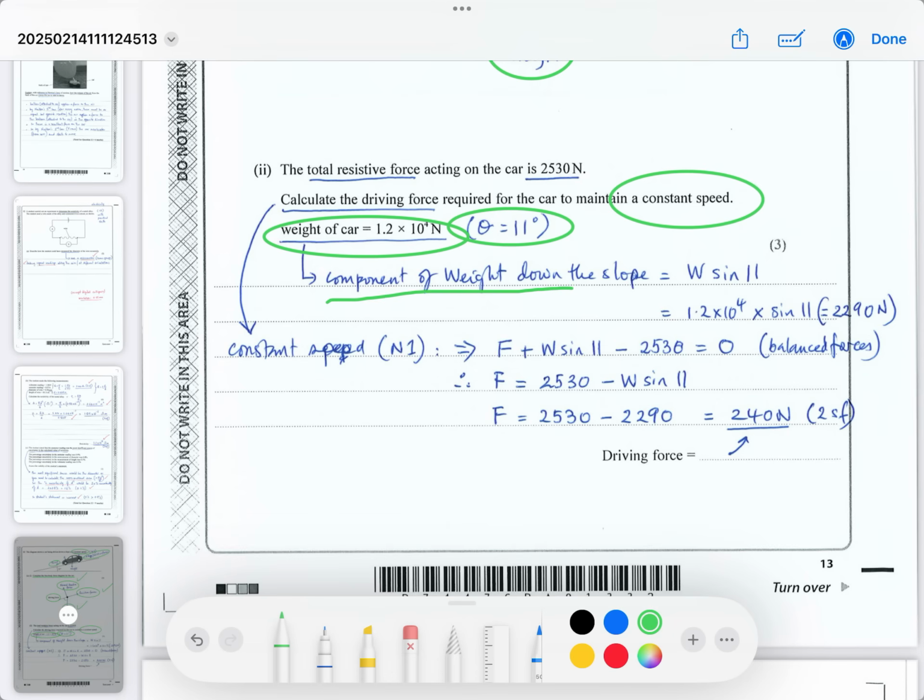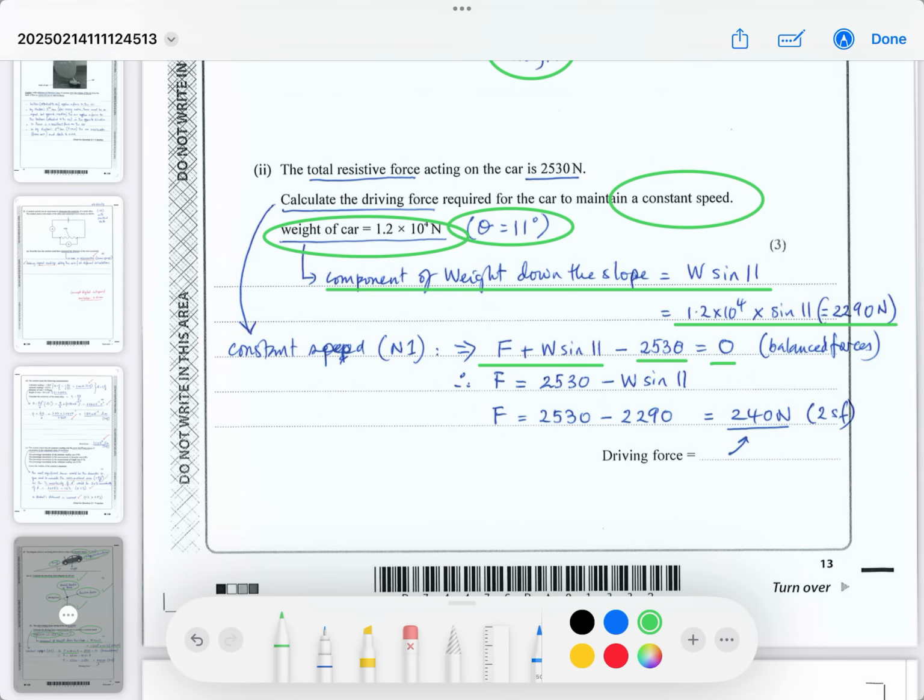The component of the weight down the slope is W sine 11, or as I explained before, it will be W cos 79. The weight is already given to you in newtons, so you don't need to do anything about working out the mass. Some people did that for some reason. You will find that the component of the weight down the slope is actually quite large. It's 2,290 newtons.